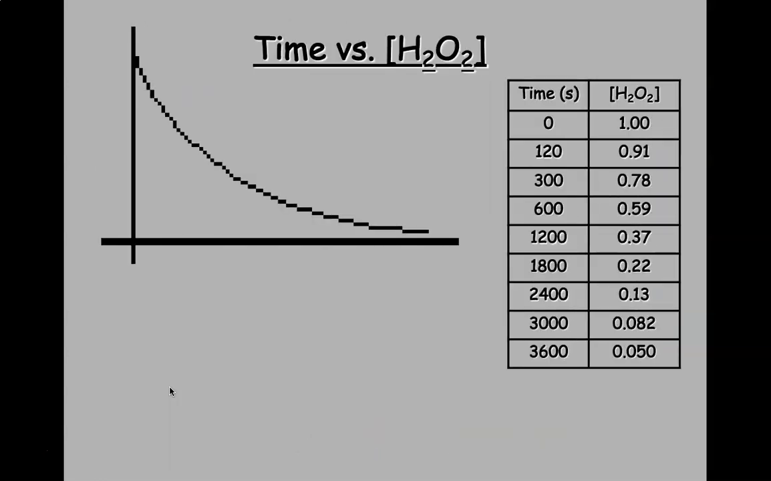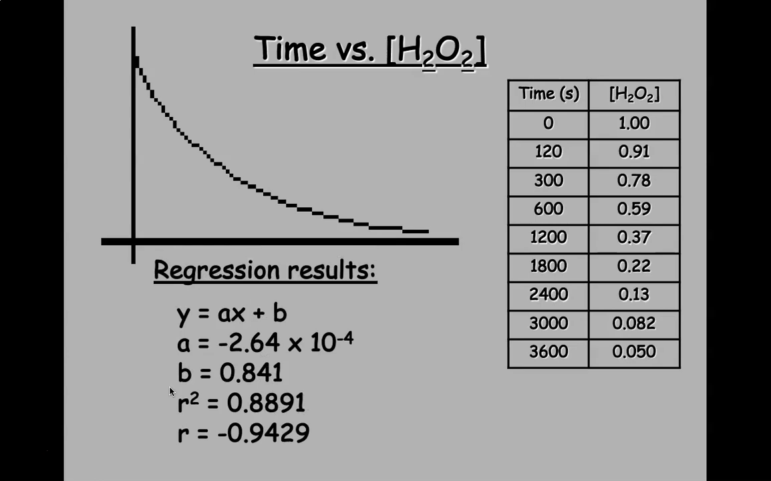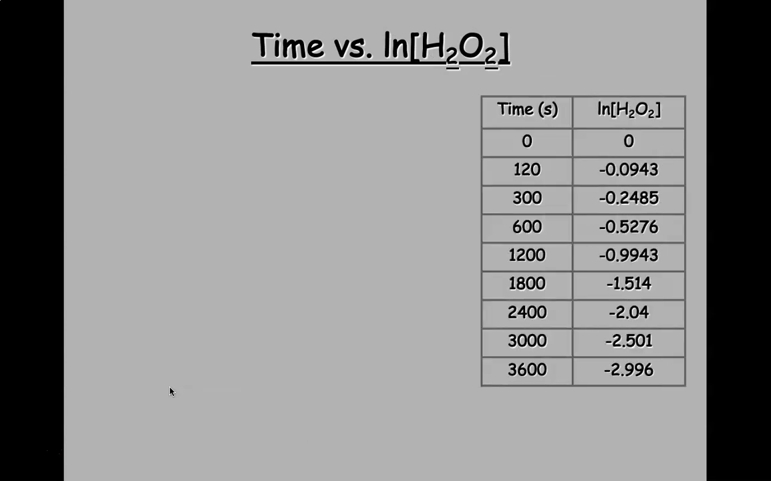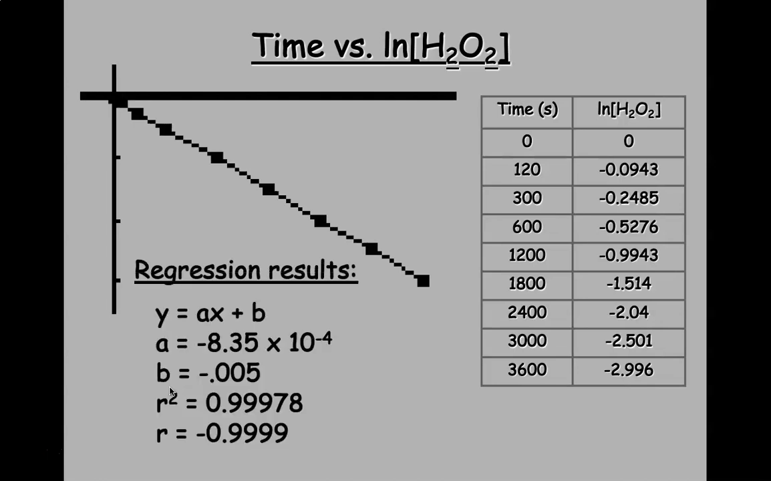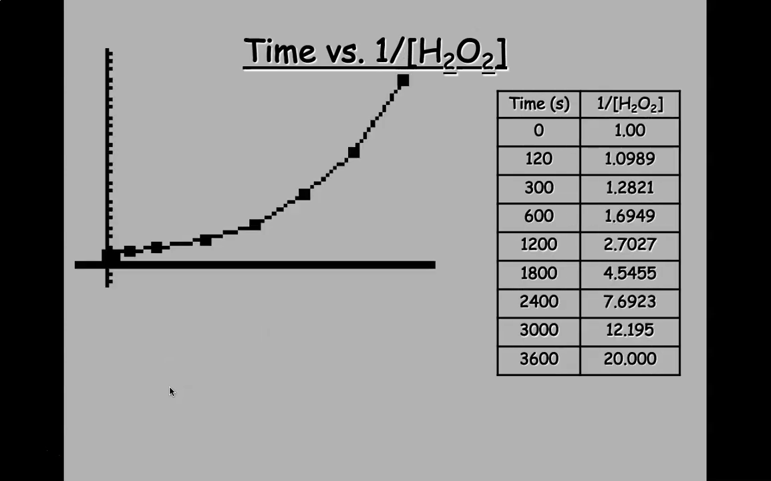So concentration versus time, there's the graph. Regression analysis, obviously we're looking at our R squared value. The closer to 1 tells you how linear the line is going to be. Next, let's do natural log of concentration versus time. Here's our graph, regression analysis, R squared, 0.99978. So yeah. And then 1 over the concentration, graph that one.